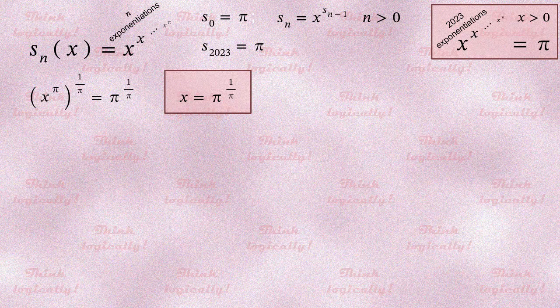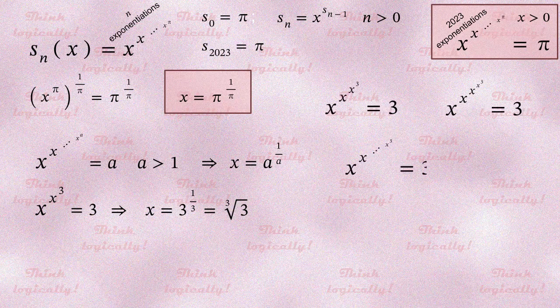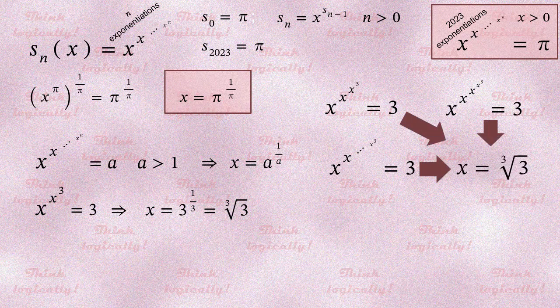Of course, here the number of exponentiations can be any, and the number pi can be replaced by any constant greater than 1. In this case, x is a to the power of 1 over a. In particular, for the equation x to the power of x to the power of x equals 3, featuring in several YouTube videos, the answer is 3 to the power of 1/3, or cube root of 3. What those videos forgot to mention is that the same answer will be for any number of exponentiations. And this is the end.